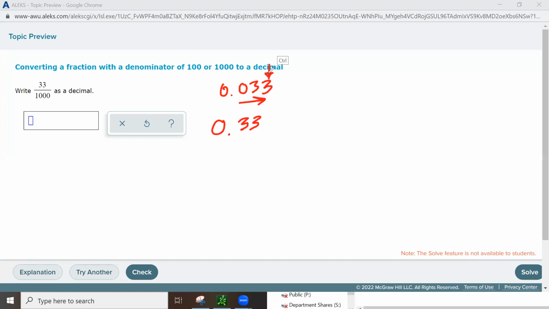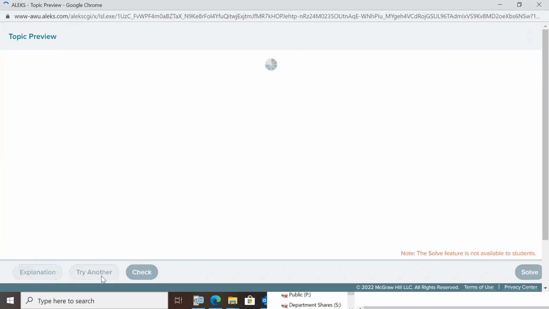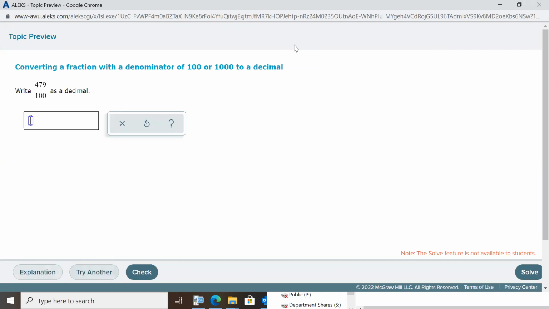Let's see what else we got here real quick. Anything interesting here? Okay. This one's too similar. Anything very different? Yes, that looks cool.